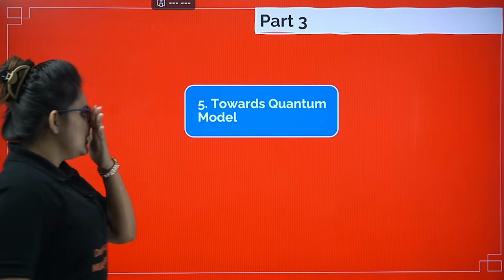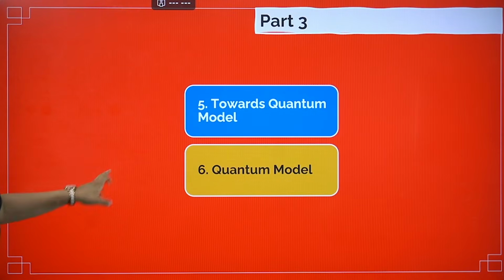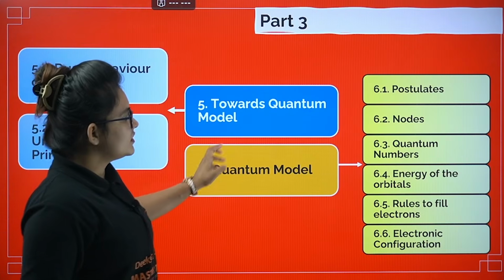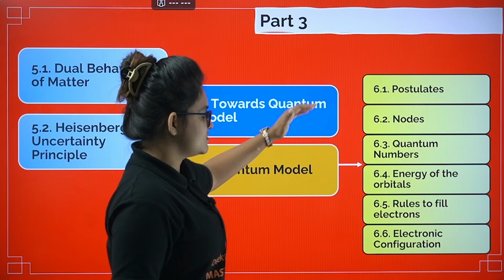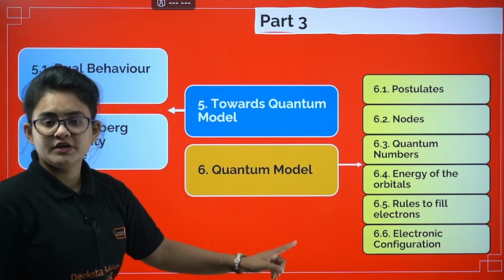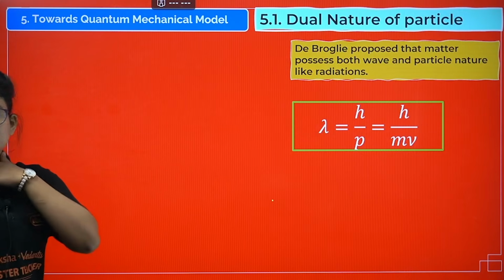So now we are going towards the quantum model. In the quantum model, we are going to discuss first dual behavior, Heisenberg's uncertainty principle, then the quantum model. We will discuss the postulates, nodes, quantum numbers, energy of the orbitals, rules to fill up the electrons, and electronic configuration. Okay, first let's discuss the dual nature of the particle.